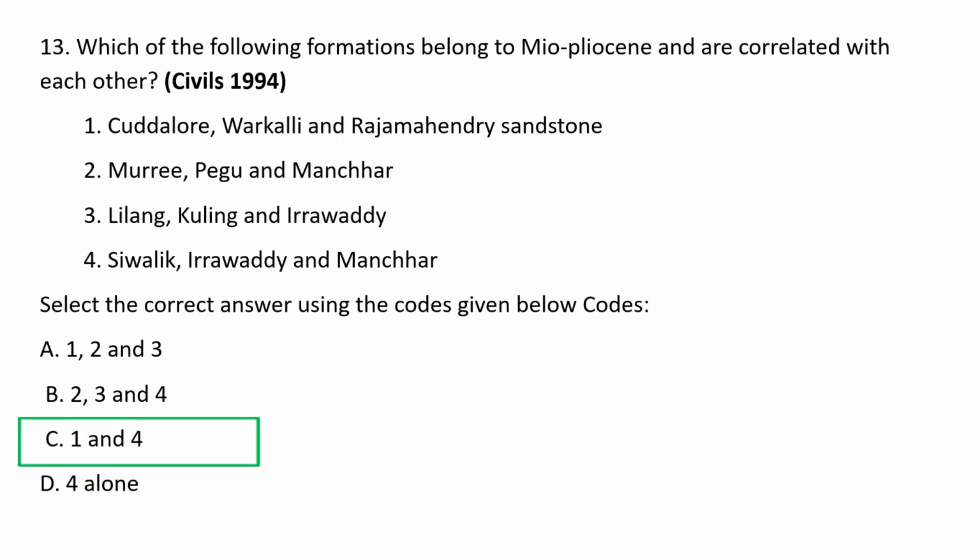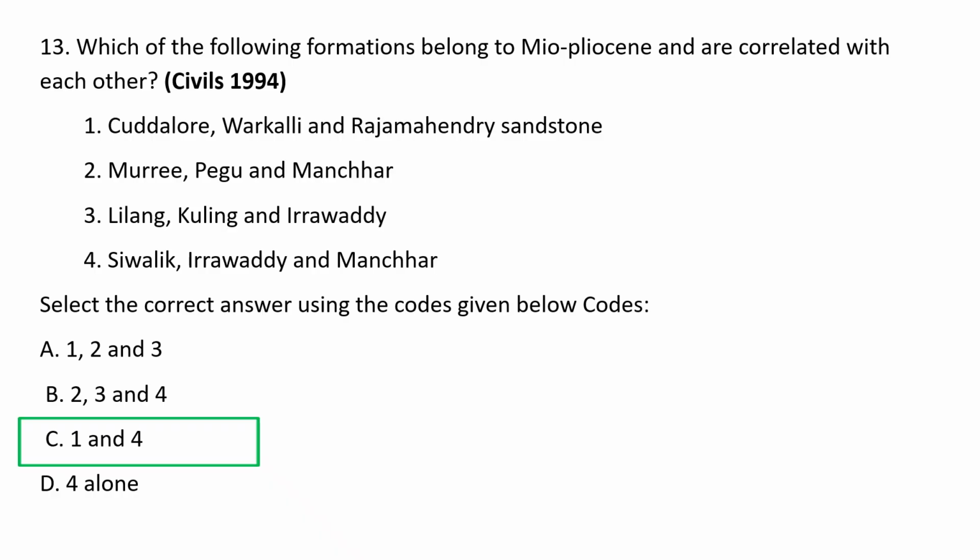The correct option goes as C, 1 and 4. The Cuddalore, Warkalli and Rajahmundry sandstones are stratigraphic units on India's east and west coast, generally correlated to the Miocene period. Primarily composed of ferruginous, arkosic sandstone with clay or gravel beds, they reflect terrestrial, fluvial to deltaic sedimentation on the eastern continental margin, with Cuddalore formation in Tamil Nadu and Rajamahendri sandstone in Andhra Pradesh, representing similar Neogene coastal depositional environments.